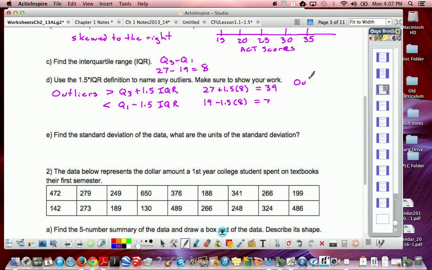So outliers are scores greater than 39 or less than 7. In our case, we have no outliers for our data set.